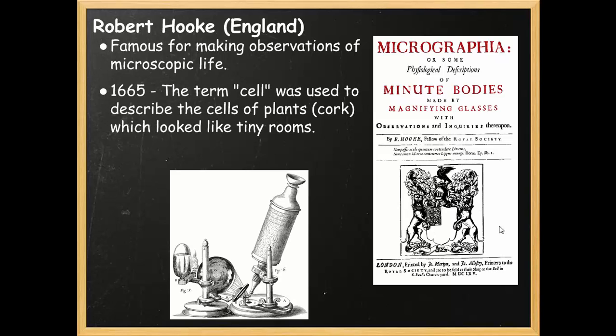And in 1665, he coined the term cell, which he used to describe the cells of plants. Specifically, he was looking at cork, which he felt looked like tiny rooms. He was thinking of monks and monasteries and their very simple lives, and they had simple little rooms, kind of like in a hallway all in a line, and that's what he was thinking of when he looked at the cork.